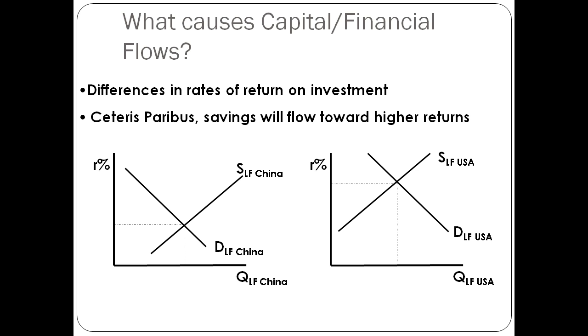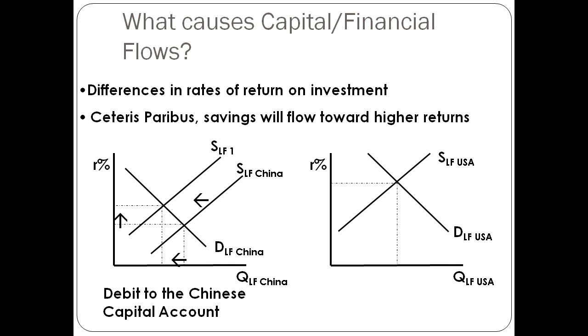So like I was saying, right now the Chinese are earning less in terms of real interest on their assets than you would have in the United States. So the savings is going to leave China and enter the United States. So we have a decrease in the supply of loanable funds. We'll call that SLF1. Now this savings that is leaving China is going to be a debit to the Chinese capital account because you've got capital that is actually leaving China. Okay, that savings is leaving China.